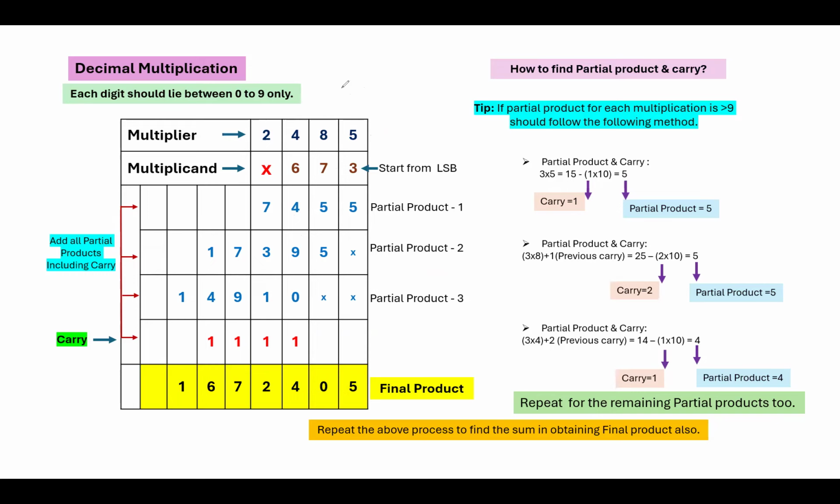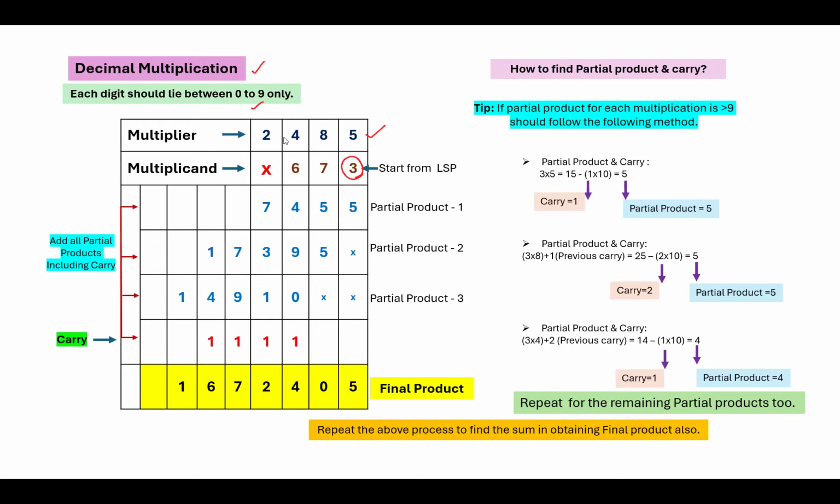Before we start the decimal multiplication, make sure that each digit in the given numbers lies between 0 to 9 only, because the decimal number system has the digits from 0 to 9. Now let us take two numbers. The first number is 2485. We call it the multiplier. The second number is 673. This is the multiplicand.